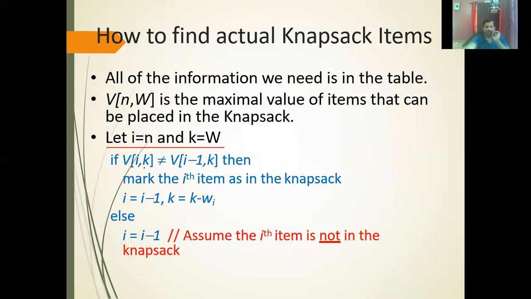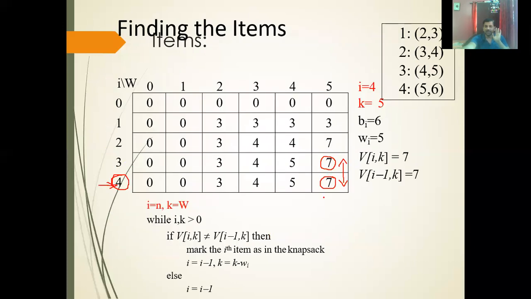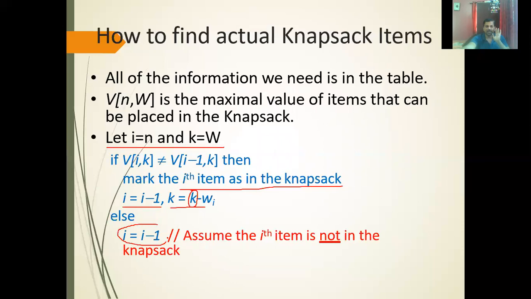Okay, see here. If V[i][k] is not equal to V[i-1][k], mark the ith item as in the knapsack. If it is not equal, then I should consider that the particular item has been inserted into the knapsack, then decrement i by 1, and k should be k minus wi. If that item has been inserted into the knapsack, obviously k should be decremented by wi. If not, just decrement the item. Don't change the k value. K value doesn't change, right?